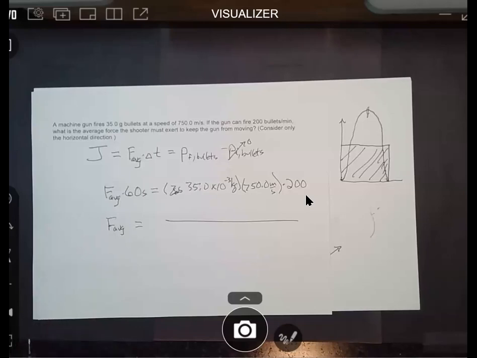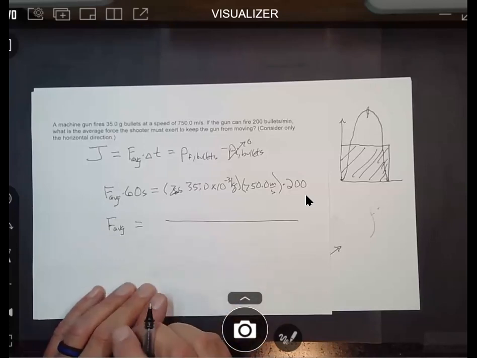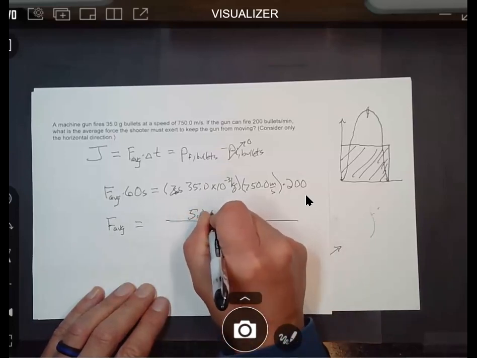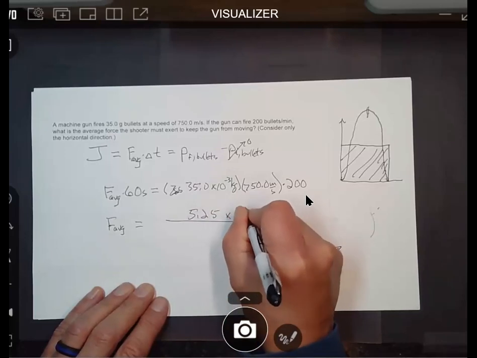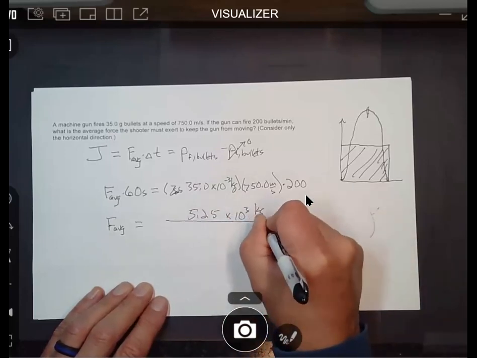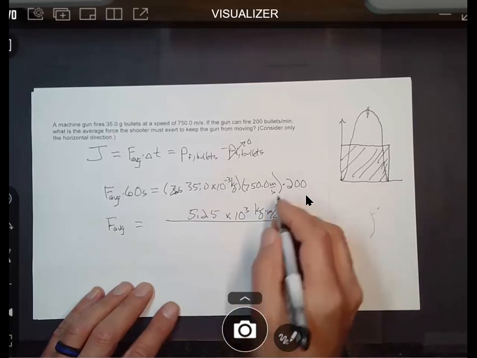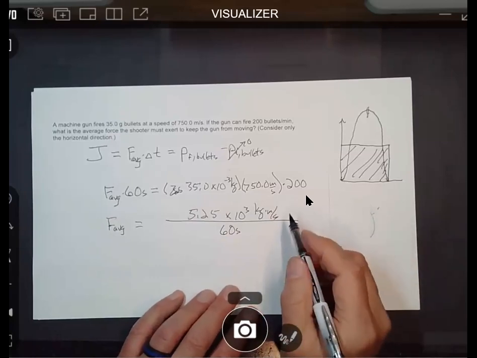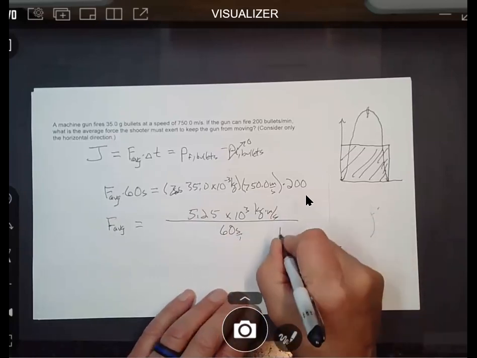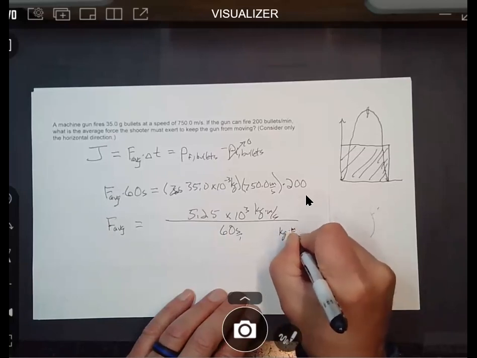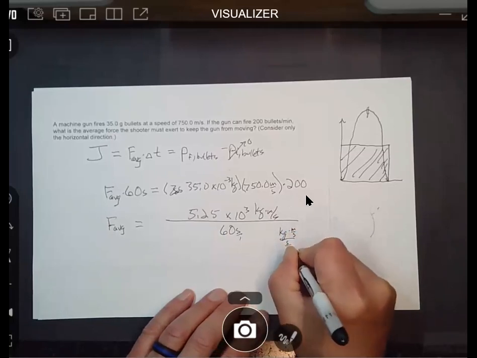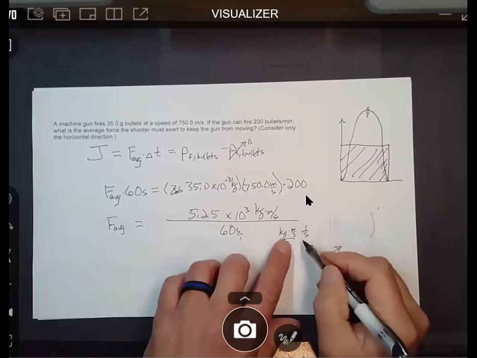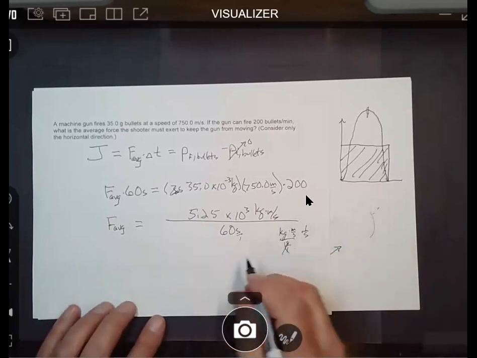And I forgot to put the minus 3 in there. So I would get something like 5.25 times 10 to the third kilogram meters per second. And I'm dividing by 60 seconds. Let's see. And again, think of that as kilogram meters per second divided by seconds over 1. You invert and multiply, and you multiply by 1 over seconds. And so you get kilogram meters per second squared, or newtons.